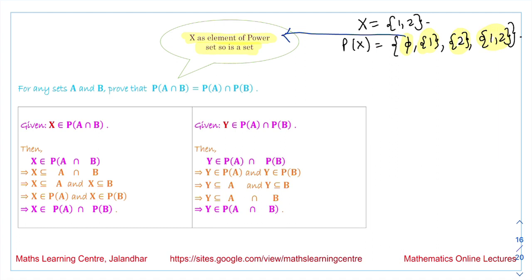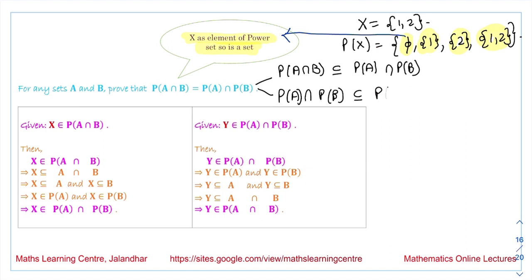So if we have to prove that these two sets are equal to each other, it means we have to prove that the power set of A intersection B is a subset of the power set of A intersection the power set of B. The second thing we have to prove is that the power set of A intersection the power set of B is a subset of the power set of A intersection B.